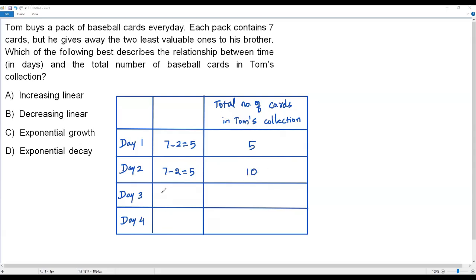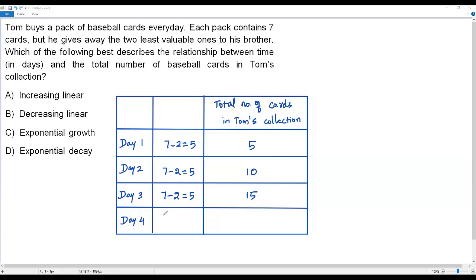Okay, on day 3 also, he buys 7 cards. He gives 2 cards away to his brother. So he has 5 cards left at the end of day 3. So he already has 10 cards in his collection from day 1 and day 2. So at the end of day 3, he has 5 more cards. So 10 plus 5, 15. So the total number of cards in Tom's collection at the end of day 3 is 15.